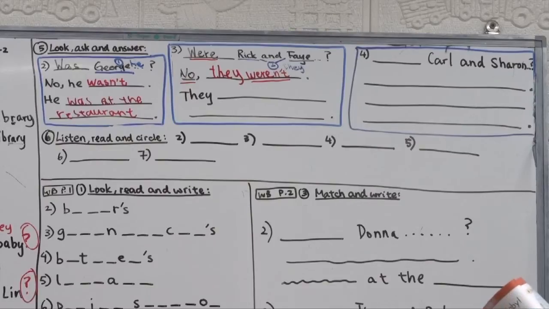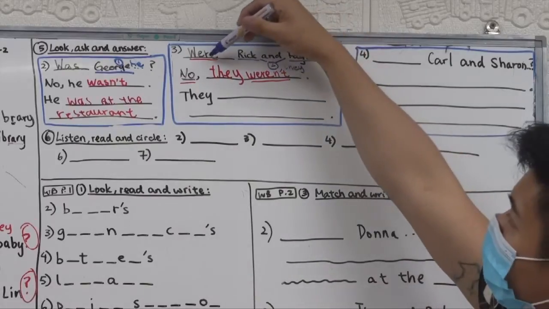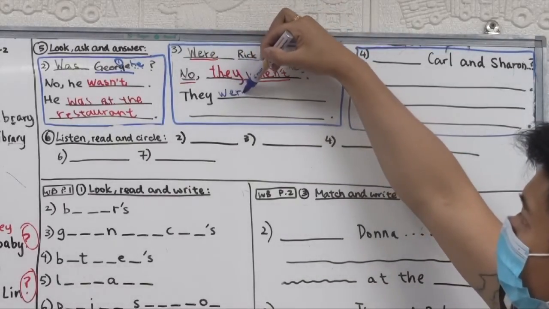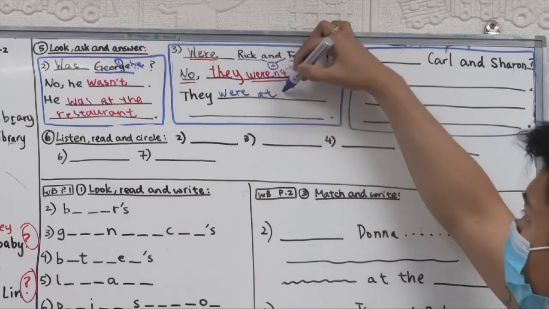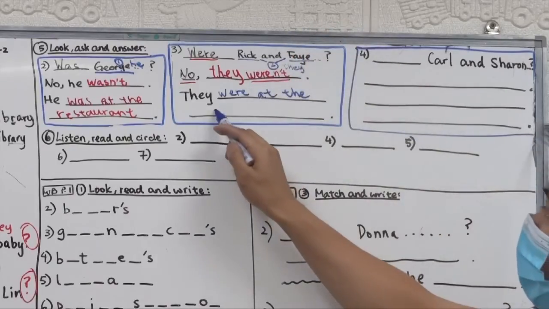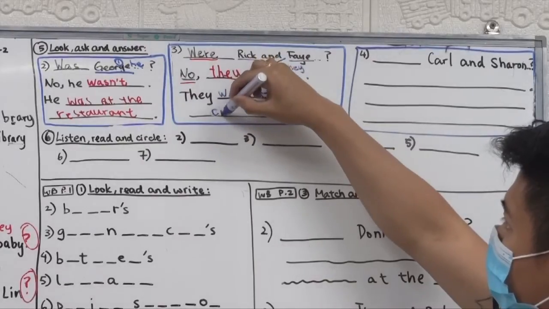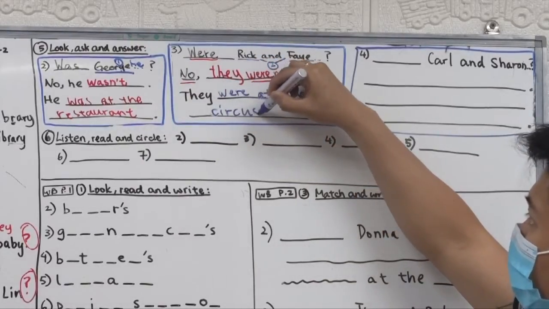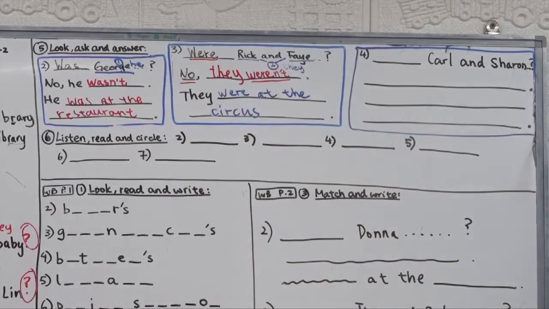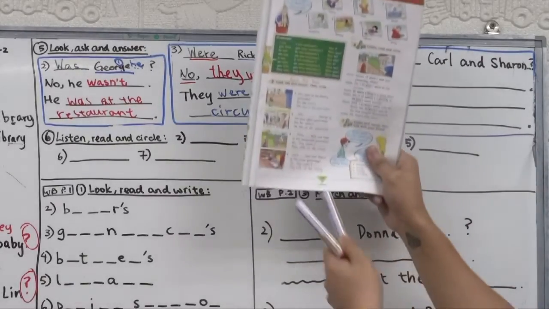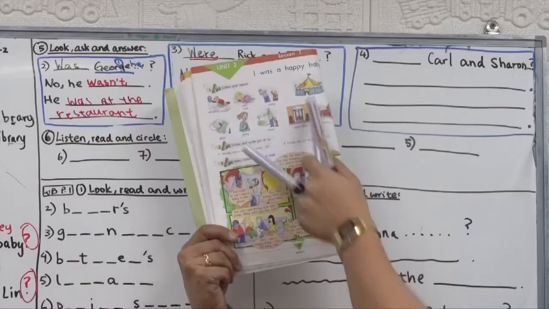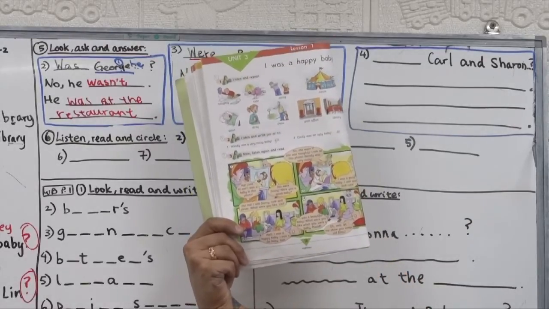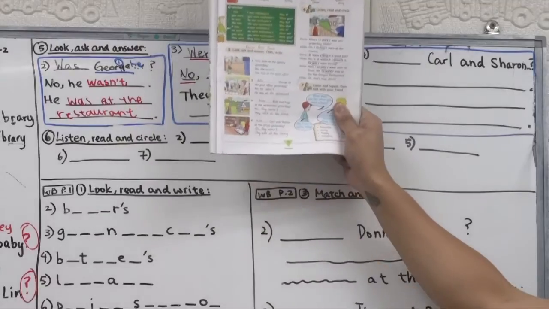Instead, where were they? Can you tell me where they were? So you can write down they, and then remember over here, were. So they were, where were they? At the circus. C-I-R-C-U-S. Where did we get this from? The word circus, from the picture itself, we can see they are at the circus, and on page 18 we can find the word circus, C-I-R-C-U-S. It's the same one.